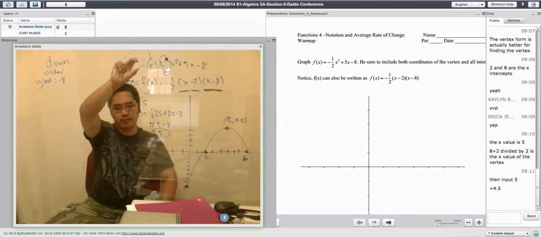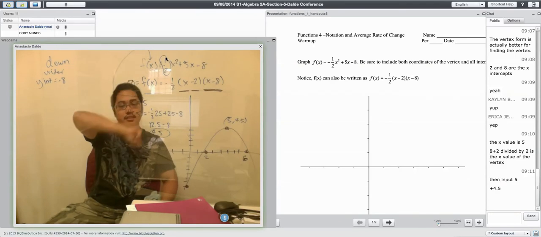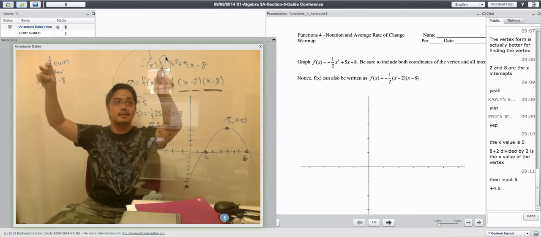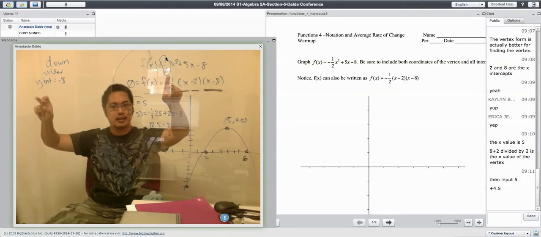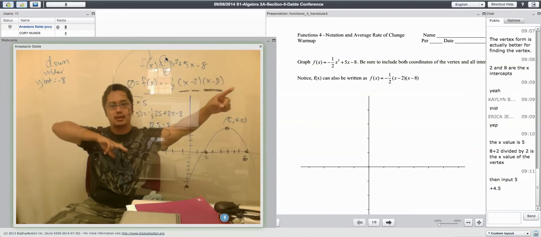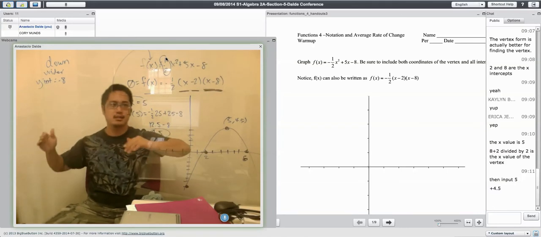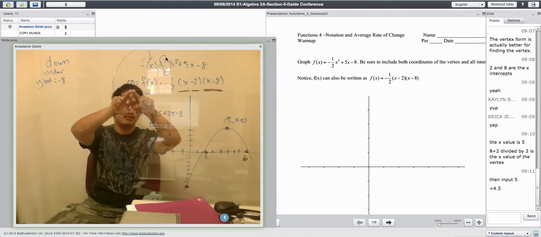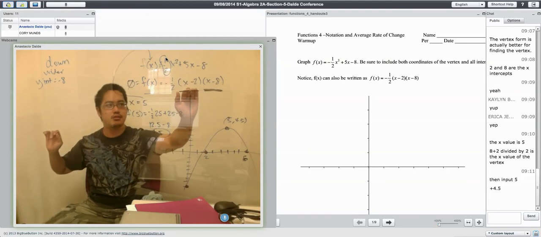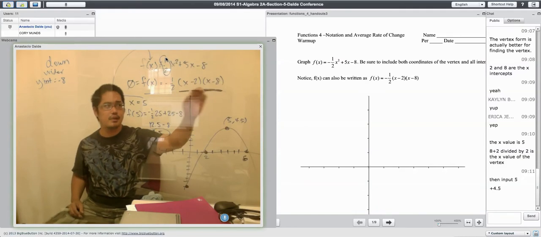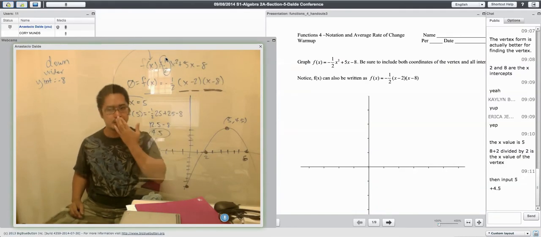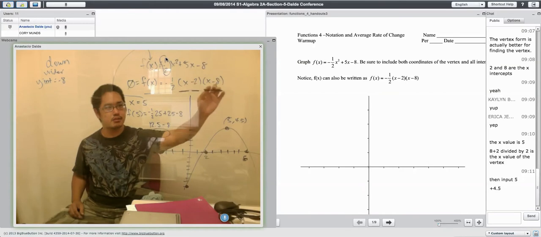This is called standard form. This is called factored form. From the standard form, I'm able to get that this thing is going upside down because of the negative. I know that it's a little bit wider than a regular parabola because of that 1/2. And I know that the y-intercept is at negative 8. From the factored form, I can get the x-intercepts by setting y equal to 0. So I have x equals 2 and x equals 8. It's really just the opposite sign of whatever's in here, because you set this equal to 0 and this equal to 0.